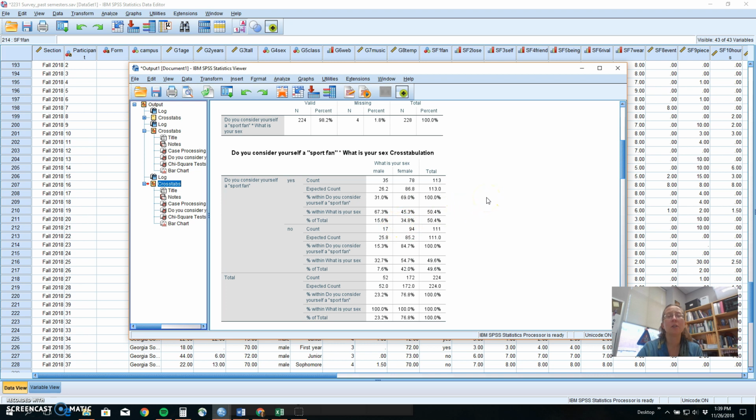When you are reporting a chi-square test, these are your descriptives. You need to at least provide the counts or the frequencies that you observed. Count is frequency observed. It's also helpful to report the frequencies that were expected.